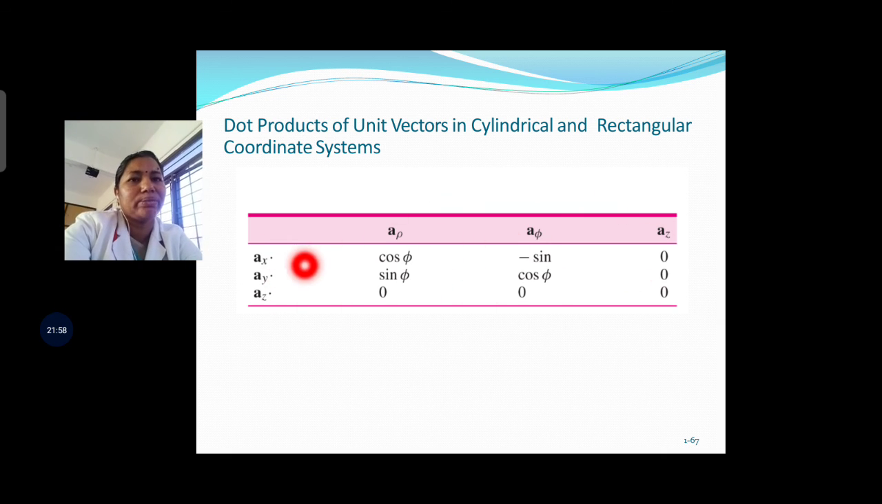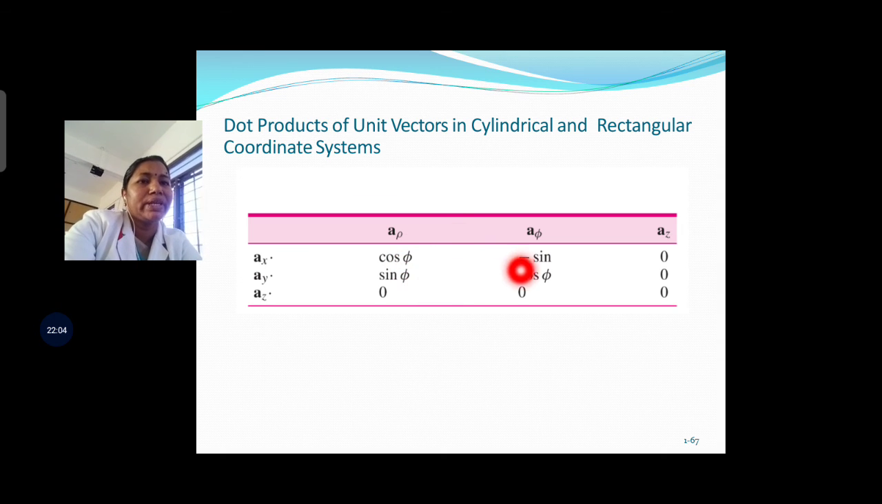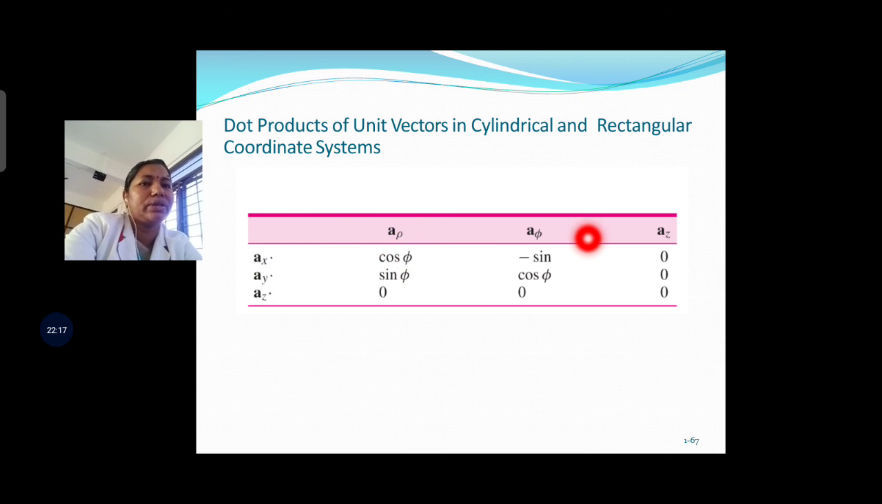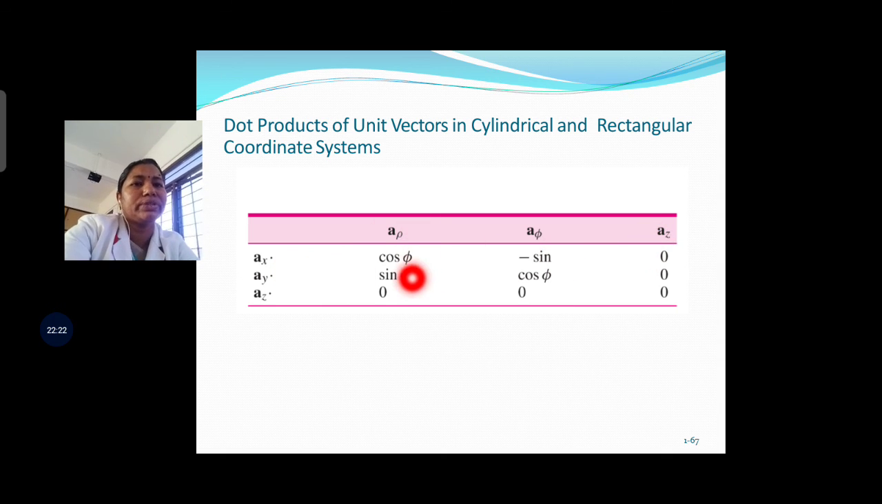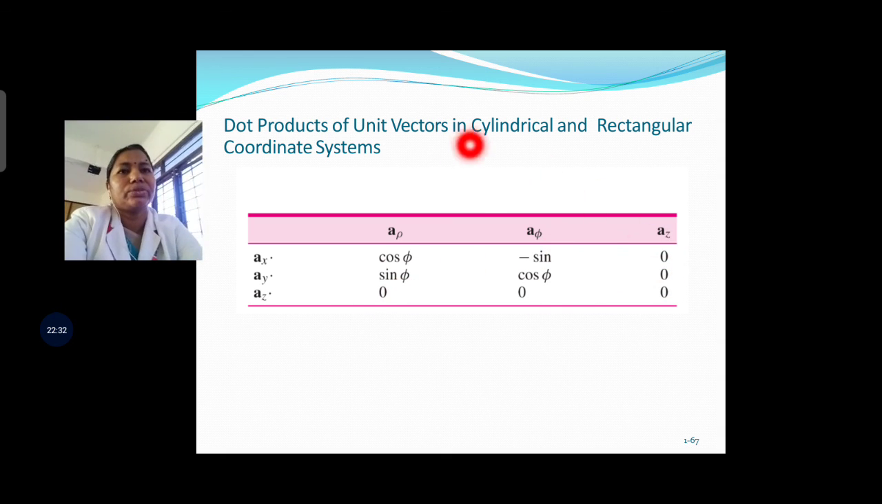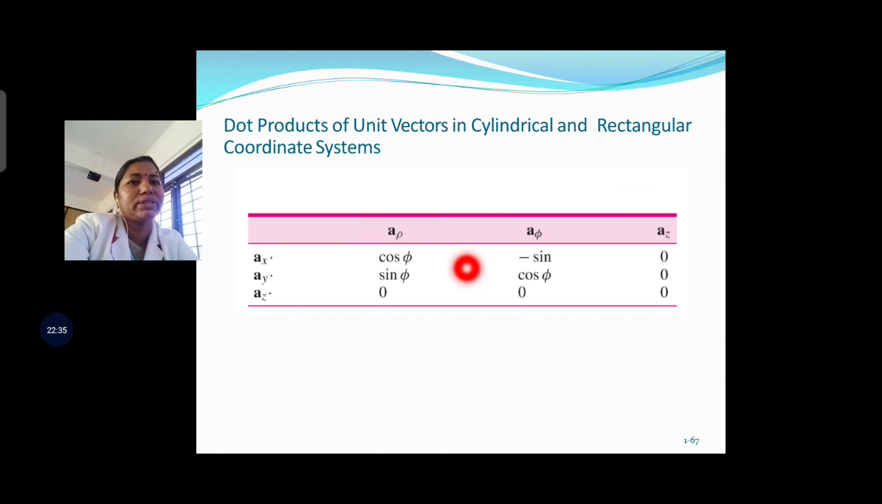So we have to use this table: ax, ay, az, a rho, a phi, az. Here we have cos phi, minus sin phi, 0; sin phi, cos phi, 0; 0, 0, 0. So we have to take these dot products. x dot rho means cos phi, x dot phi is minus sin phi, x dot z is 0. y dot rho is sin phi, y dot phi is cos phi, y dot z is 0. z dot rho is 0, z dot phi is 0, z dot z also 0. So this is a dot product, we have to multiply these things, then we will get the answer.